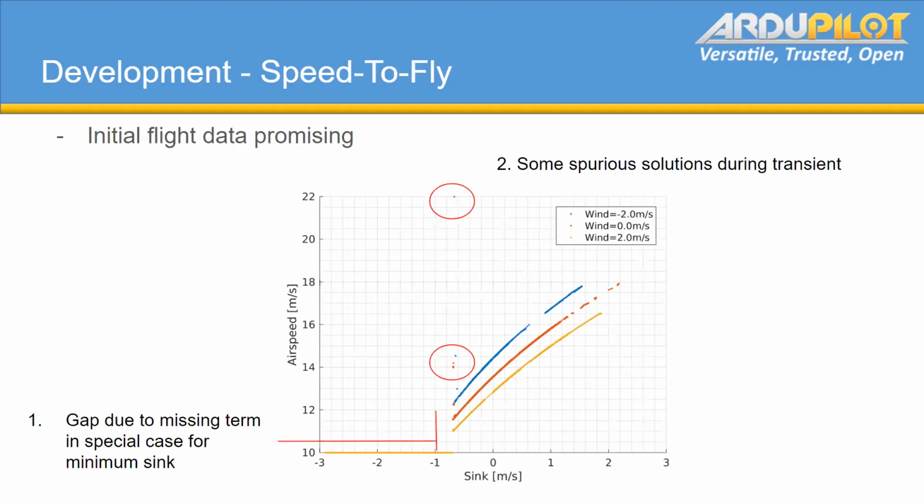Now there are a few oddities to this plot. There's a bit of a gap here, in that no measured sink rate will result in an airspeed between 10 and 11 meters per second. This turns out to be due to a missing term in one of the special cases we need to implement for when to fly at the minimum airspeed. So that gap will be fixed. This appears to have resulted in some spurious solutions, which is probably due to this discontinuity and the Newton method not converging adequately on a single iteration. So I expect in future flight testing, once this missing term is input, those spurious solutions should go away. If not, we'll deal with them some other way.